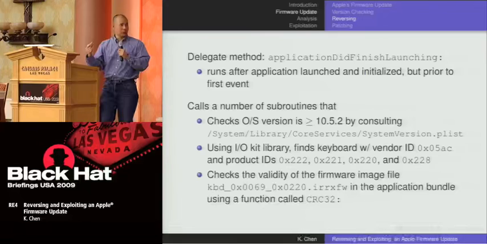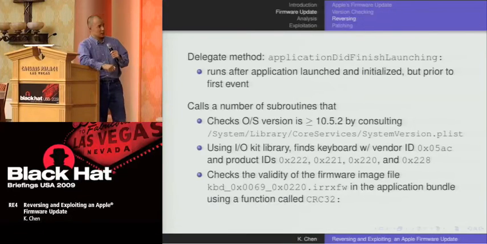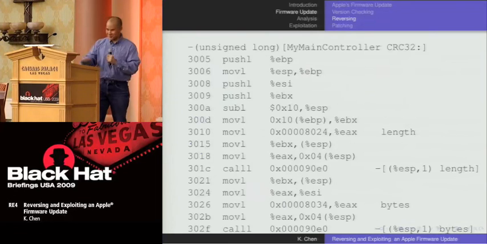CRC32 is a method that Apple has. And just for fun, why don't we take a look at this function CRC32, because it's actually pretty hilarious. I mean, it really is hilarious.